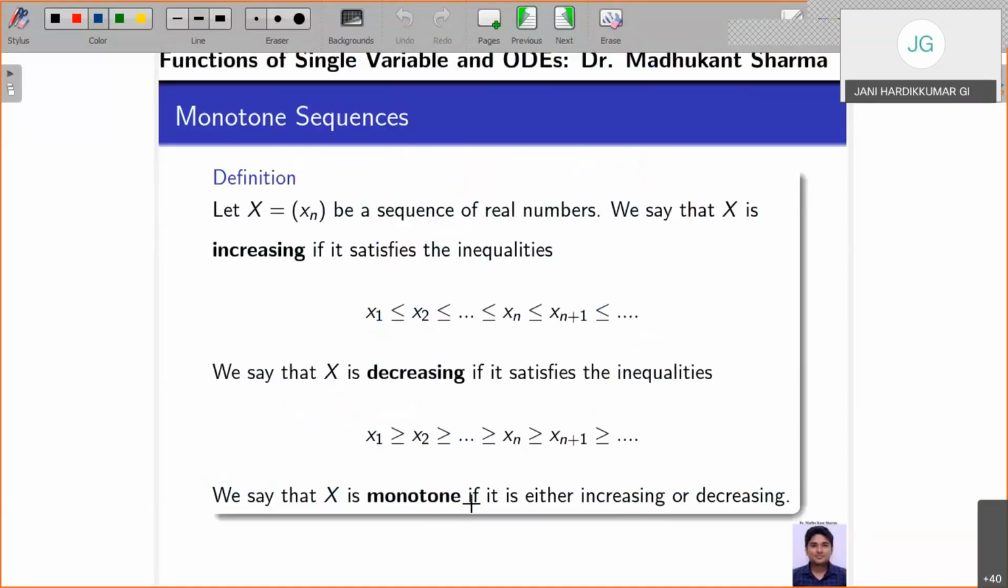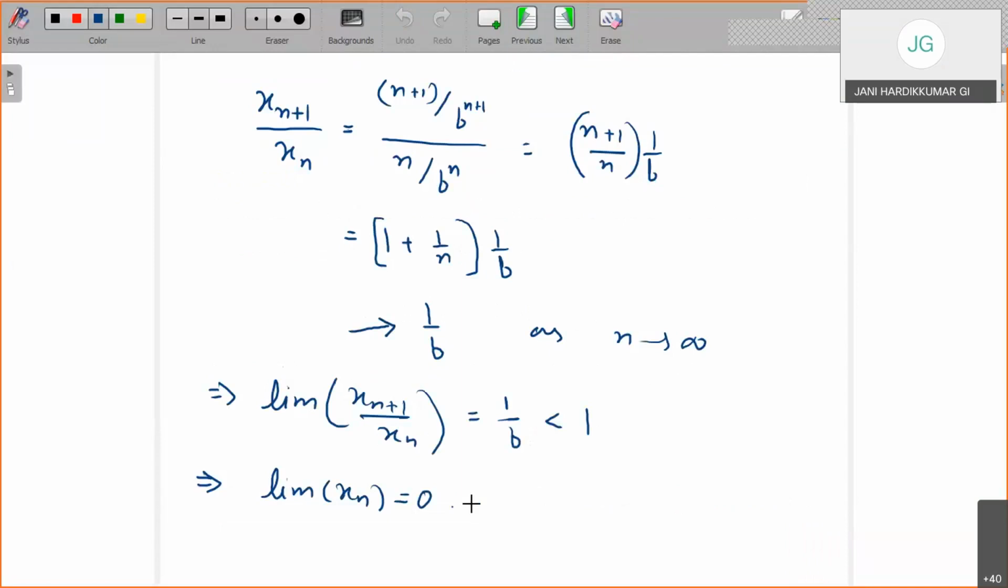Sir, I cannot understand the last step: limit xn is equal to 0.